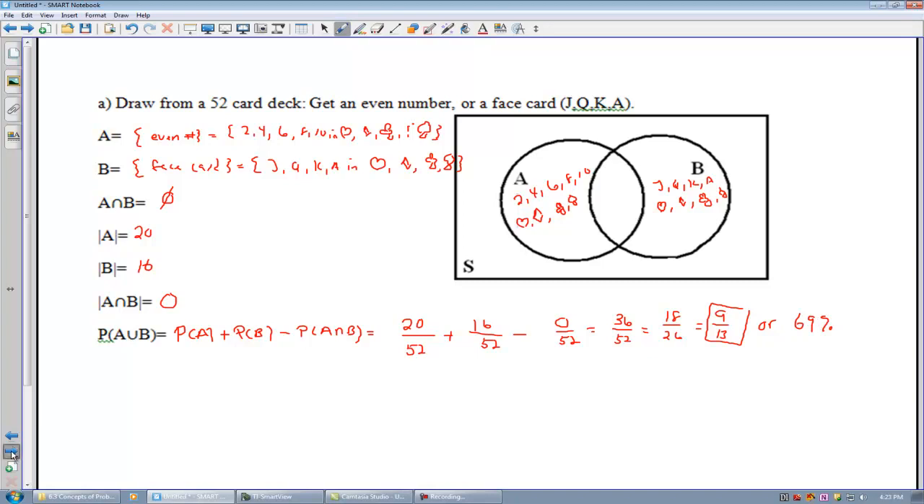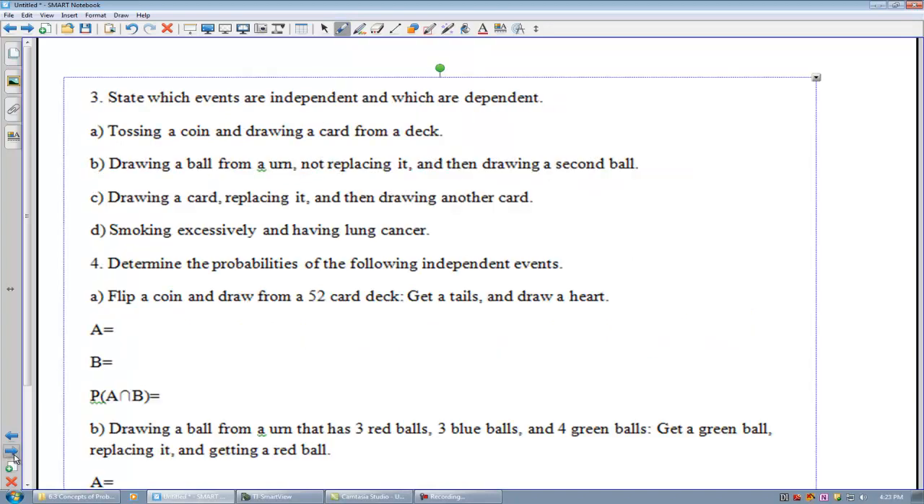All right, let's flip it over and look at the back side. On the back side now, we're going to start talking about independent versus dependent events. The idea is that if we know a certain event like B has occurred, will that now affect the probability that A is going to occur? Like in this first example, tossing a coin and drawing a card from a deck. Are somehow these events intertwined?